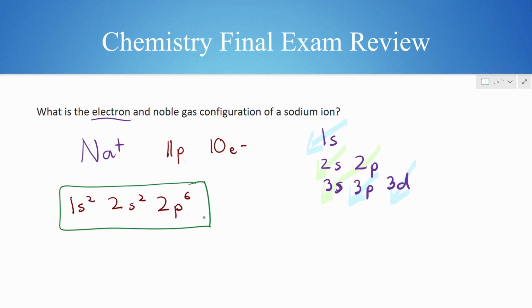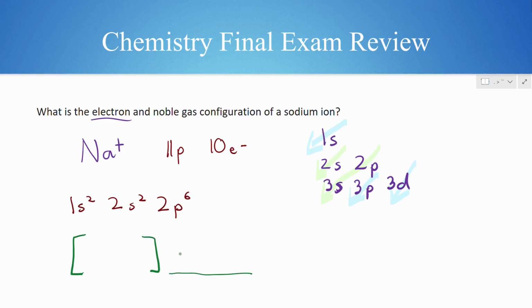Now we need to write the noble gas configuration. That is just writing in brackets the noble gas that came before sodium, plus anything else that was not covered. The noble gas before sodium is neon with 10 electrons, so all of this is taken care of. This goes right in here, written as neon in brackets, and there's nothing left over. So it's just Ne in brackets for the noble gas configuration.